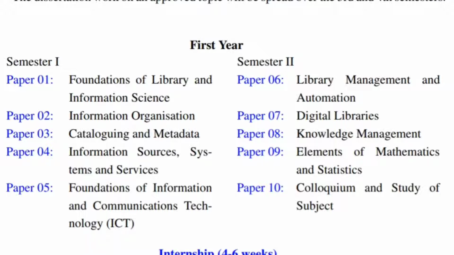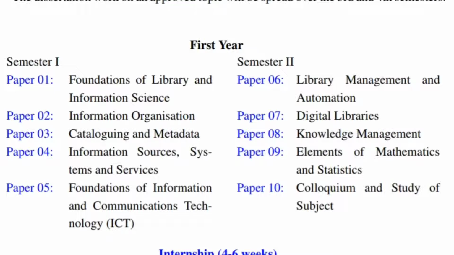This paper overall contains some basics of all of these three components, which are sources, services, and systems. So in services, we learn about current awareness service and other services like selective dissemination of information, etc. Then there are information systems. So we learn about national information systems, global information systems. This paper is more on the theoretical side.